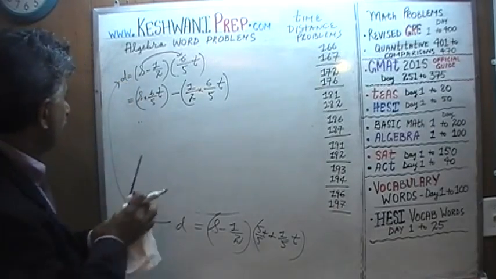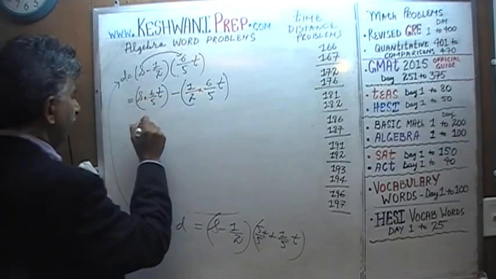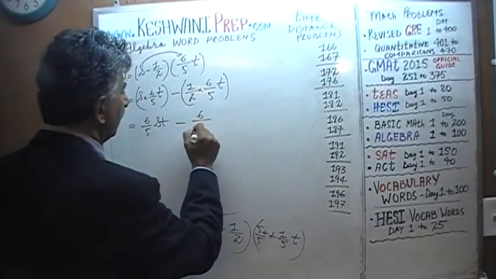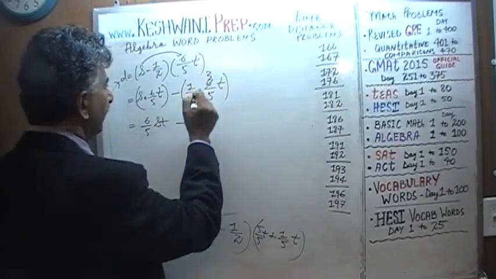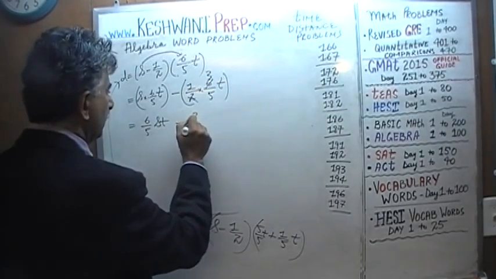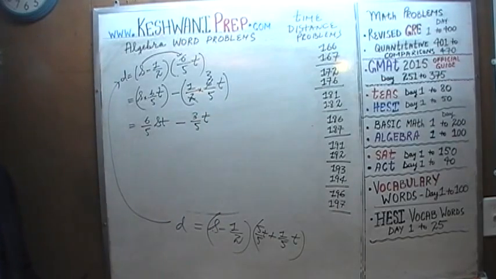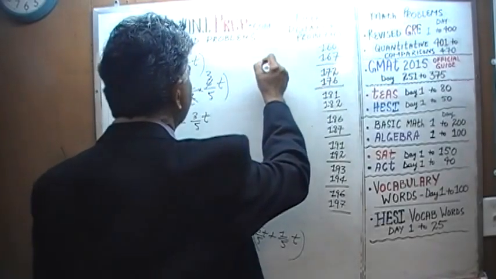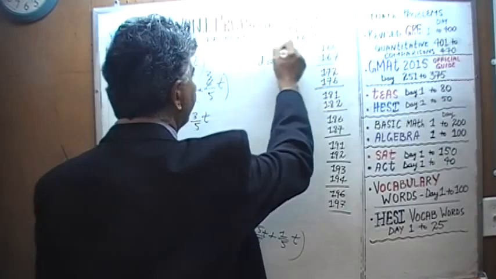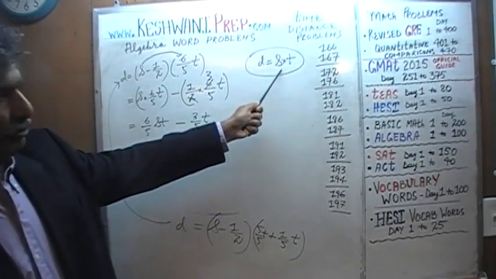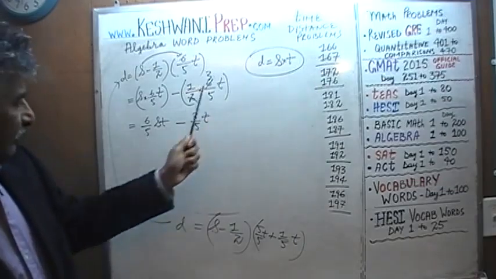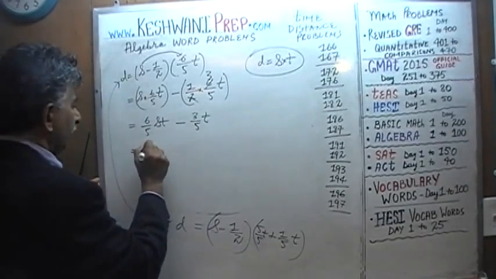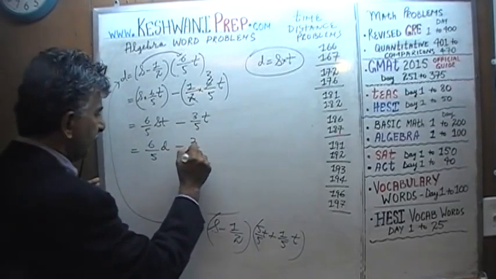So we're going to get 6/5 St minus 6/10 t, we can simplify it, 3/5 t. Stay with me? Pay attention, it's very important. S times t, we know from the very beginning, the distance we travel is equal to speed times time. S times t equals the distance, d. So instead of S times t, we can put in d. So 6/5 d minus 3/5 t.